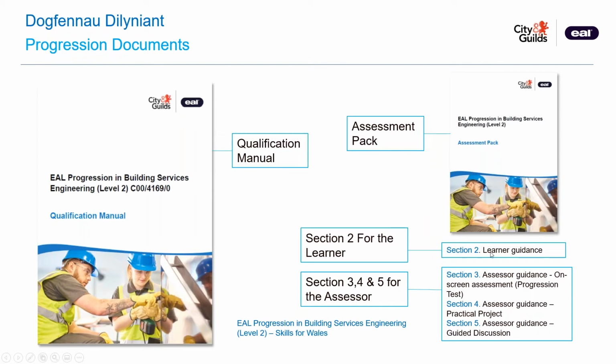Section 2 is for the learner guidance, what the learner needs to know. And sections 3, 4 and 5 are the assessor guidance on the on-screen exam, the practical project and the guided discussion within those different manuals.